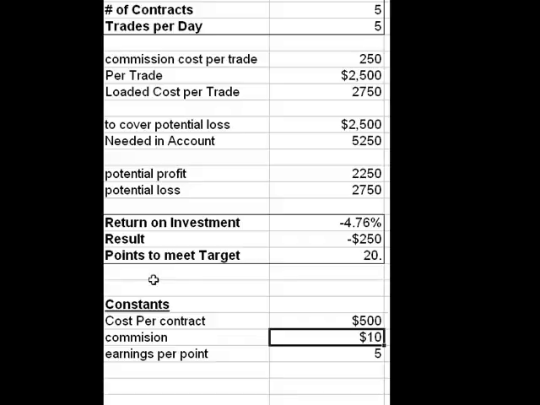Now, we're going to be talking about the Dow Jones E-mini. So in the Dow Jones E-mini, you get $5 per point. For every time the Dow Jones E-mini ticks up one, you make $5. If it ticks down, you lose $5. $5 up, $5 down. Either way, it's the same amount. So, cost per contract, $500. My commissions on the trade, $10 per contract. And for every contract I have, I make or lose $5.